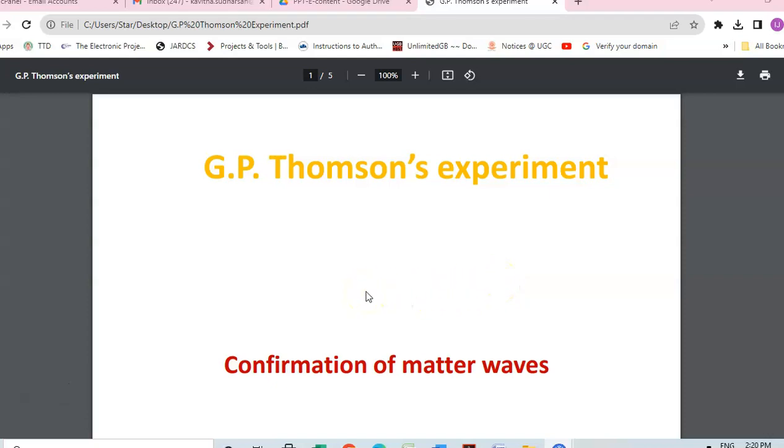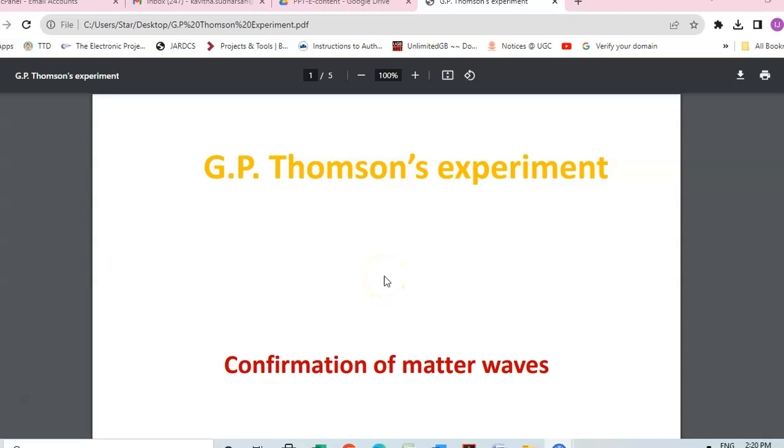Good afternoon, students. Today we are going to see the G.P. Thomson experiment. This experiment is carried out to confirm the matter waves, the de Broglie waves. De Broglie waves mean that matter has a dual nature, both particle nature and wave nature. To confirm these de Broglie waves, we are doing this experiment.